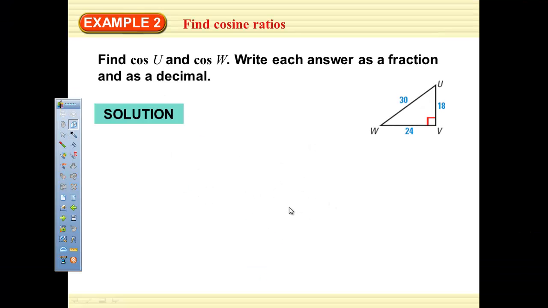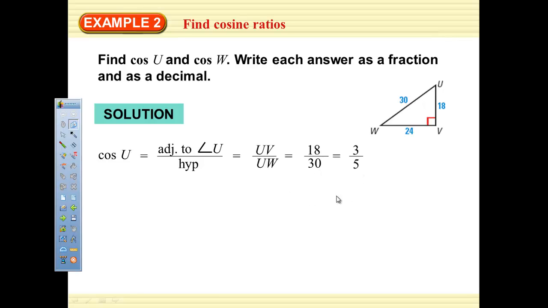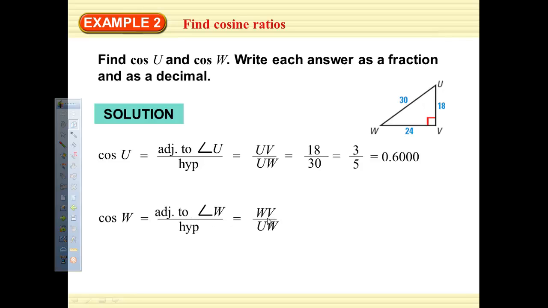And that's that one. So again, cosine U is adjacent over hypotenuse, so it's UV over UW. 18 over 30 reduces to 3 over 5. We get 0.6. And for the second one, adjacent to angle W is WV. That's over UW again. 24 over 30, which is 4 over 5, reduces to 0.8.